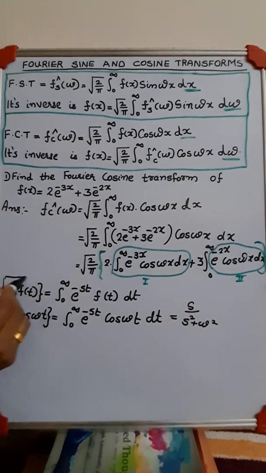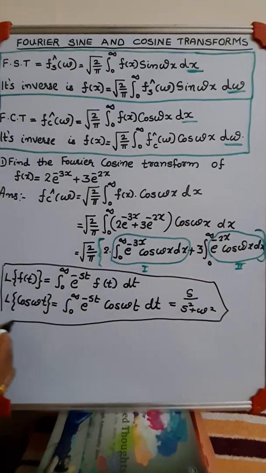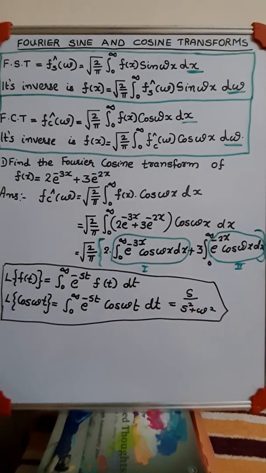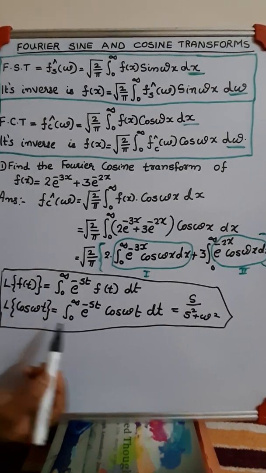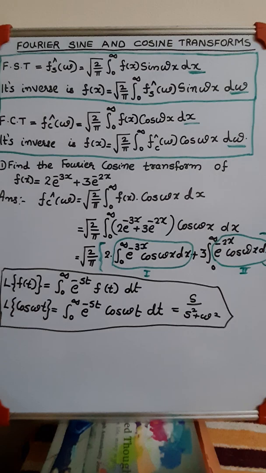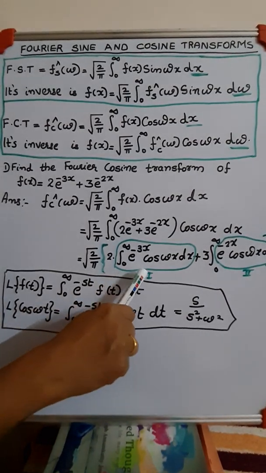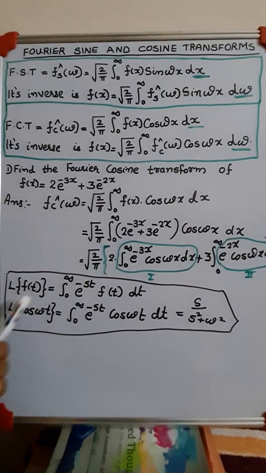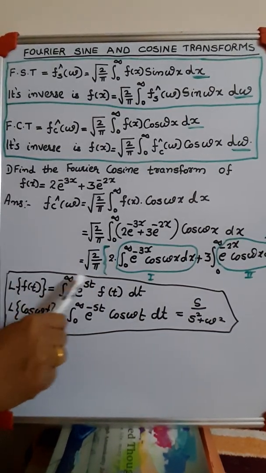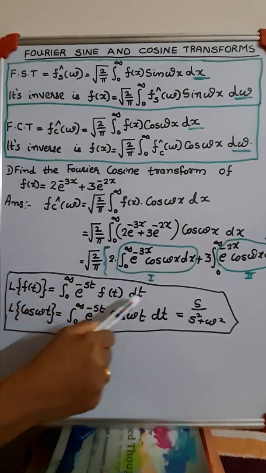We have already studied the Laplace transform of cos omega t, sin omega t, e raised to t, etc. Here we use the formula: the Laplace transform of cos omega t is equal to s by s square plus omega square. So using this result, we can integrate the first and second terms. The only change is that here the limit is 0 to infinity. This is also 0 to infinity, e raised to minus st f of t dt.